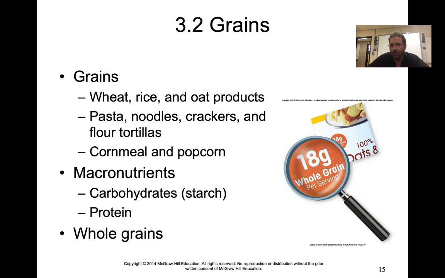You can eat whatever you want. I'm just going to suggest that pasta, noodles, crackers, and flour tortillas are generally very, very processed, so any nutritional value other than caloric intake has probably been stripped from these. Cornmeal and popcorn. Cornmeal, as long as it's not made from genetically modified corn, is probably a healthy choice.